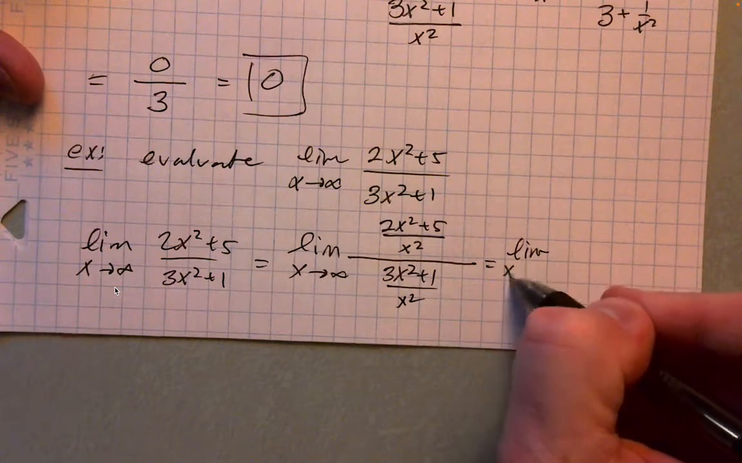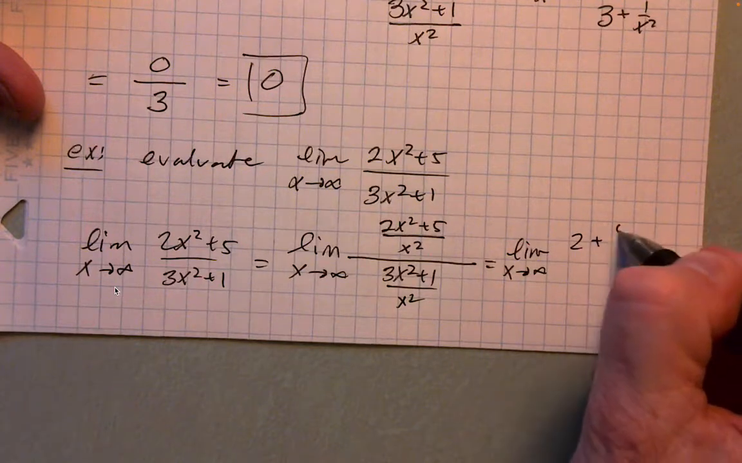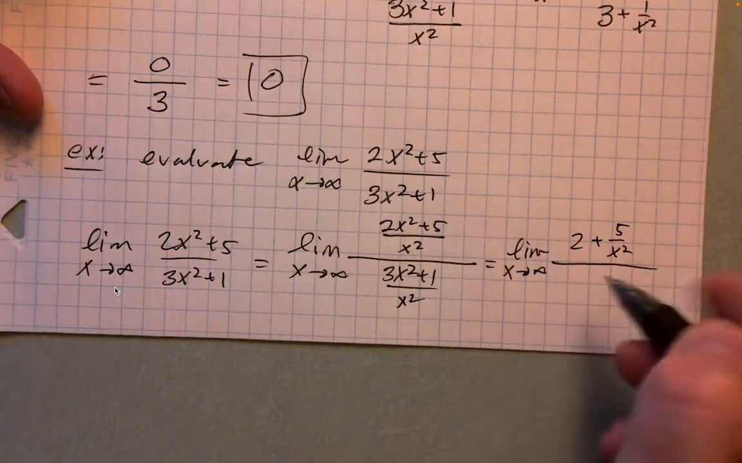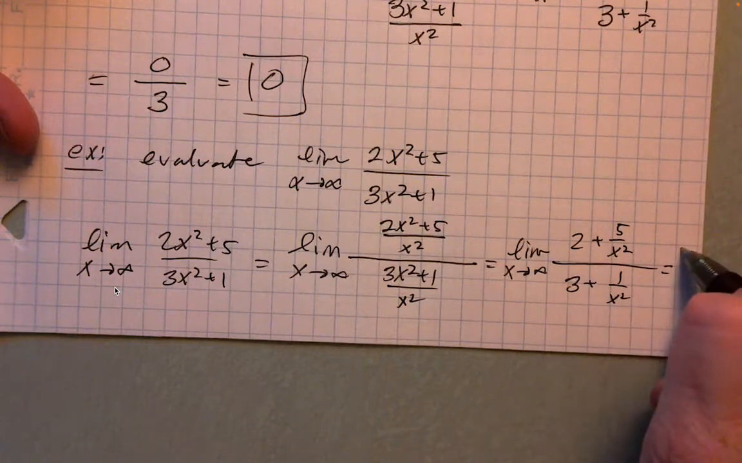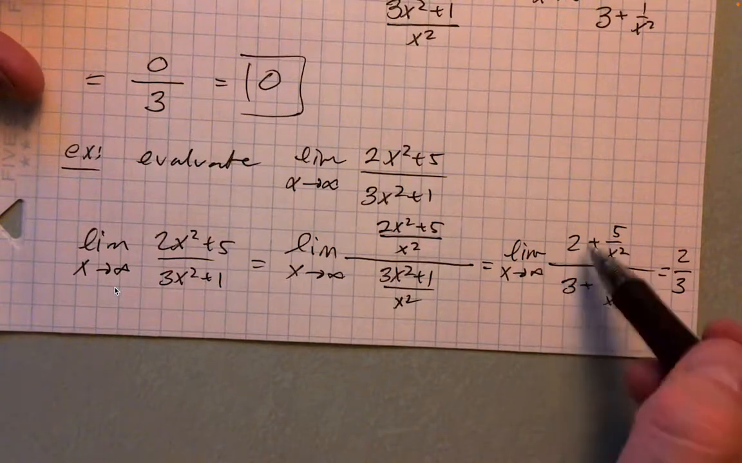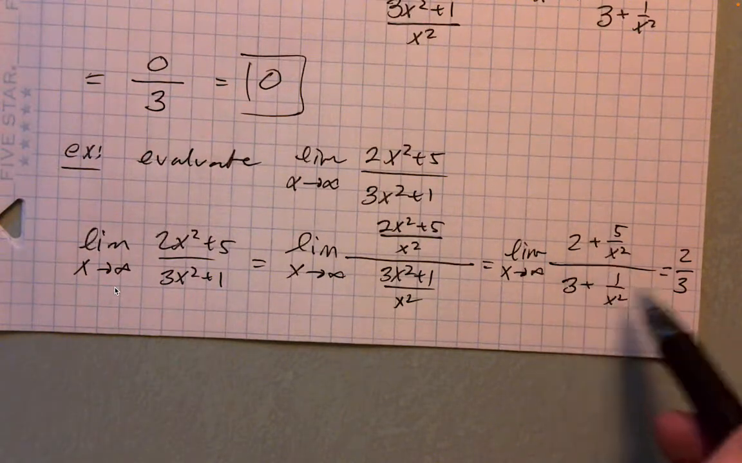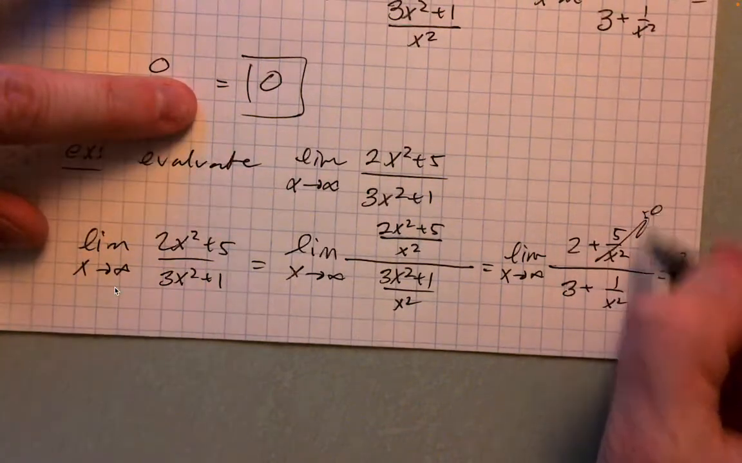And so you end up with the limit as x approaches infinity of 2 plus 5 over x squared divided by 3 plus 1 over x squared. And so you get 2/3, right? The leading term, these terms out front here are what ends up staying. The rest head off to 0, right? So this goes to 0, that goes to 0.